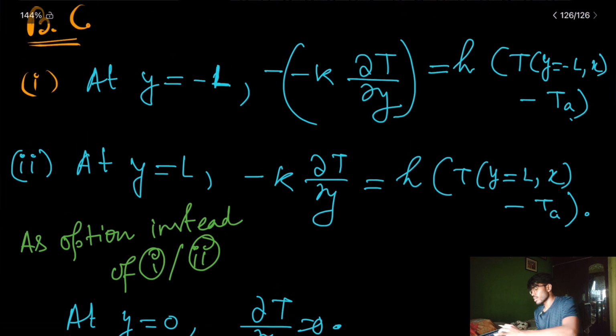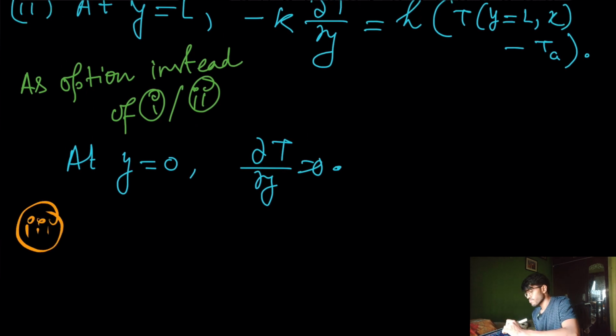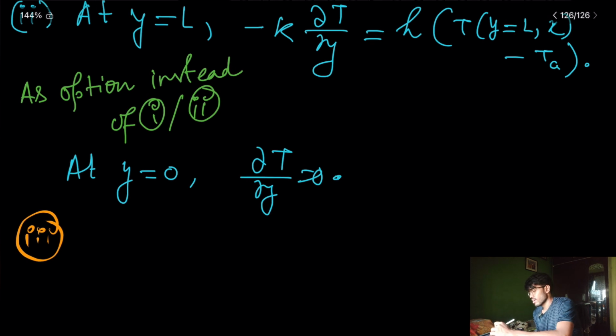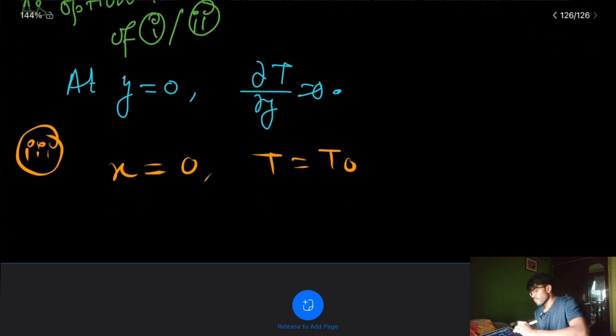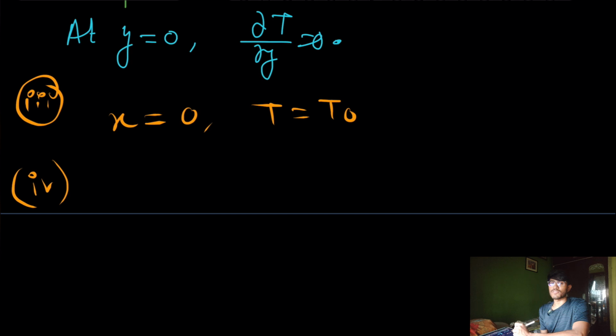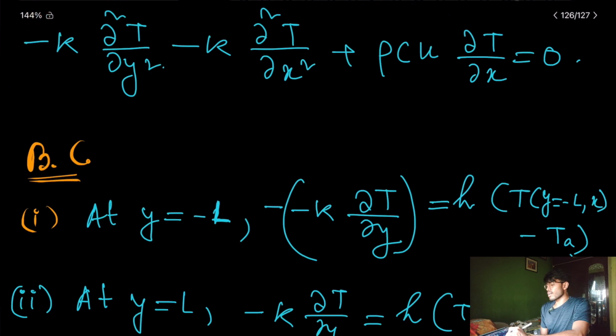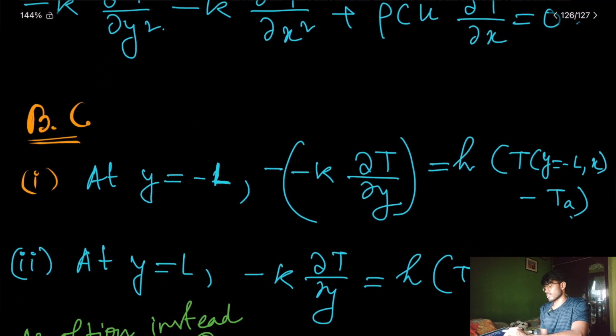Now this is the boundary condition for y. So what will be the boundary condition for x? Boundary condition number 3 is given: at x equal to 0, my T is equal to T naught. The temperature of the metal sheet at the furnace exit is given, and as x is tending to infinity, my T is tending to T ambient. So this is the answer of the first part.